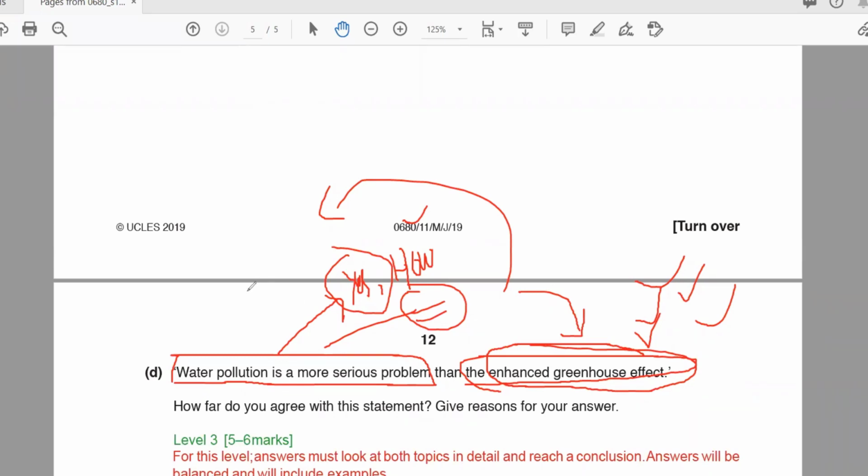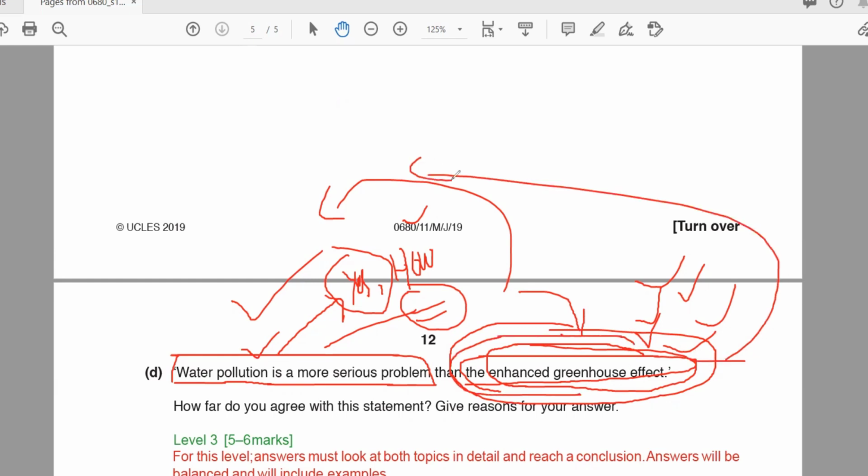When you agree, you have to show that water pollution is the biggest problem, and you have to show that greenhouse effect is not that much of a problem. You can give 2 or 3 examples. But if you say no, then you can say the greenhouse gas is the biggest problem. Why? Because water pollution only affects the area where the pollution is. But if you have greenhouse effect in one country, it affects the rest of the world. If one country produces greenhouse gases, ultimately it affects other countries through the ozone layer, all these things. So like this, you have to be in balance.